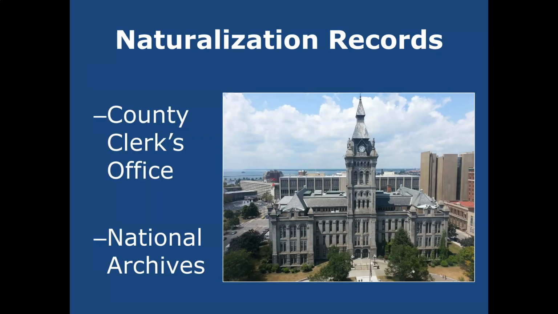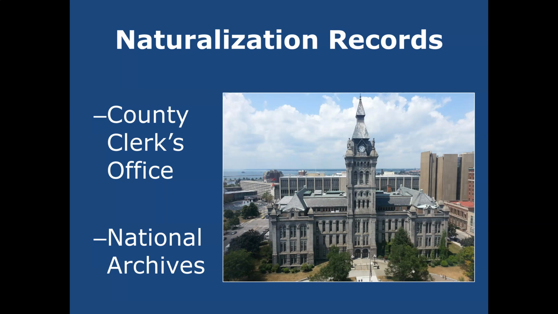I mentioned earlier where you usually get naturalization records are through the county clerk's office. For Erie County, they have naturalizations going up to 1929, but there's overlap in the places you could have been naturalized. So from late 1906 to the present, you also could have been naturalized through a U.S. district court. And if your ancestor was naturalized through that court, you would obtain the records through the National Archives.